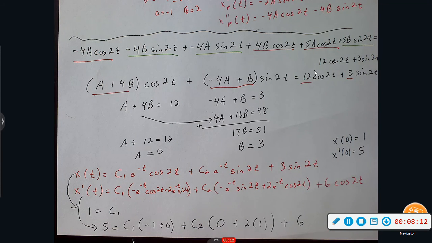So solving this equation, c1 is 1. You're going to get negative 1 plus 6, which is 5. So this is going to be 5 equals 5 plus 2c2. And that's going to go to 0, equals 0. 2c2 equals 0. That means c2 is 0.